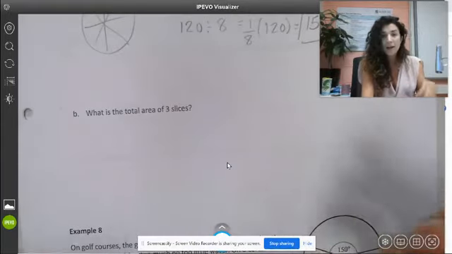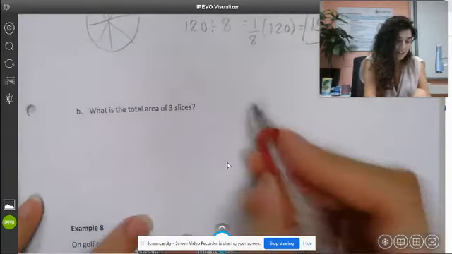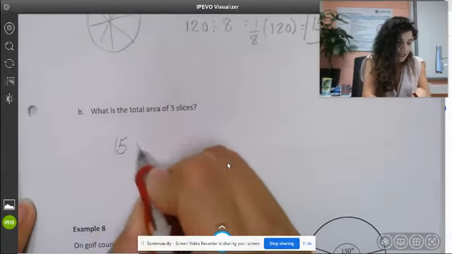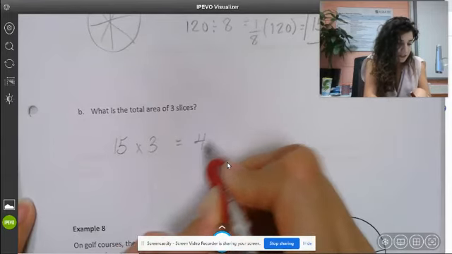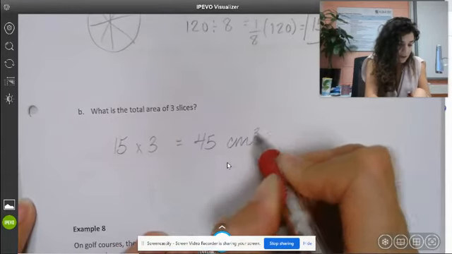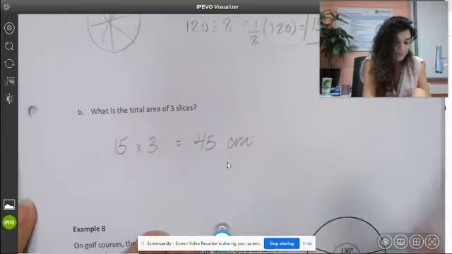What is the total area of 3 slices? So we take that 15 and we multiply it by 3, which gives us 45 centimeters squared.